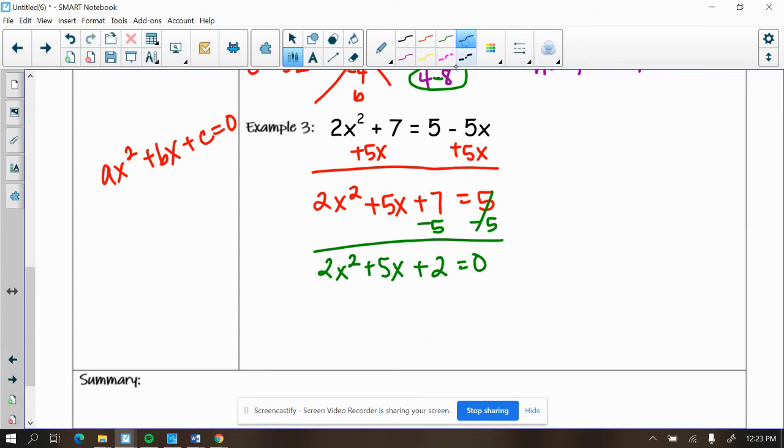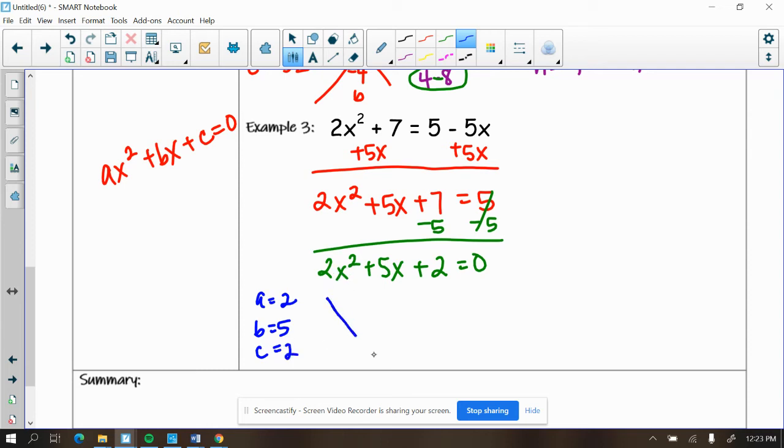Okay, now I see I have a number in front of each term: 2, 5, and 2. So I'm going to check, can I divide these three by something? Do I have a GCF? No, I don't, because yes, I can divide 2 and 2 by 2, but I can't divide 5 by 2. So that means A is 2, B is 5, and C is 2.